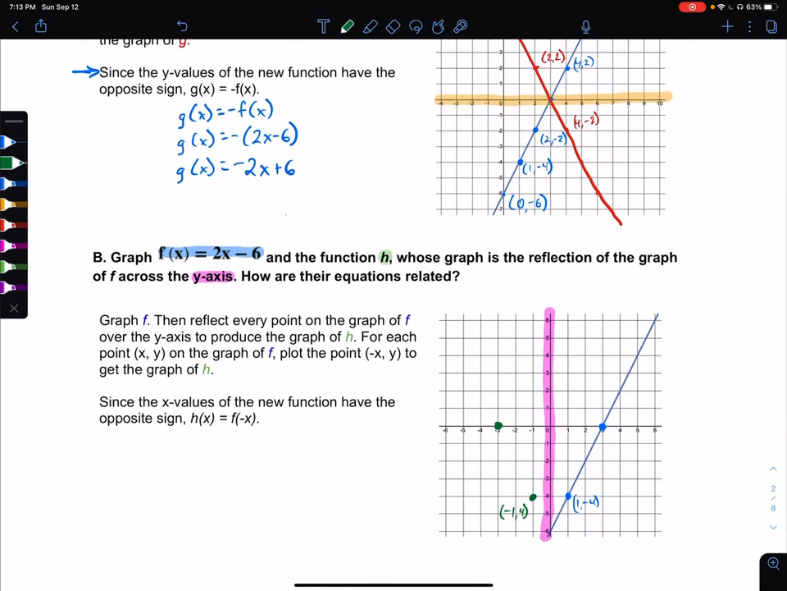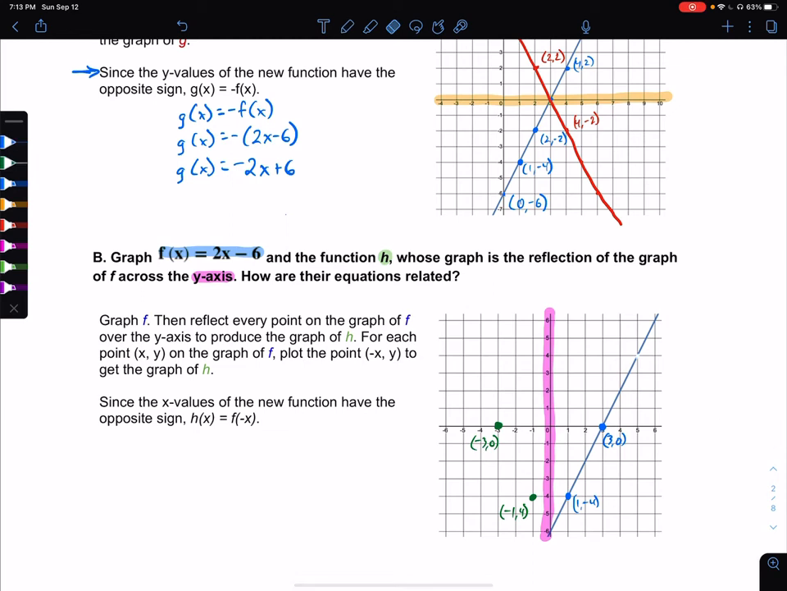So what does that tell me? Well, if I'm reflecting across the y-axis, my x values are going to change. So this was 3, 0. This one is negative 3, 0. Keep writing in blue. This is supposed to be in green. Negative 3, 0. And I could pick any other points I wanted to.